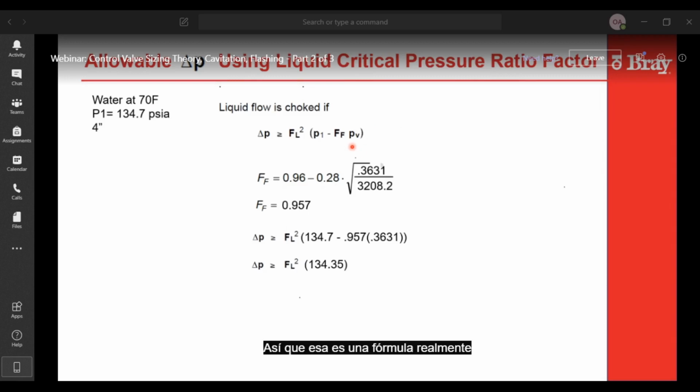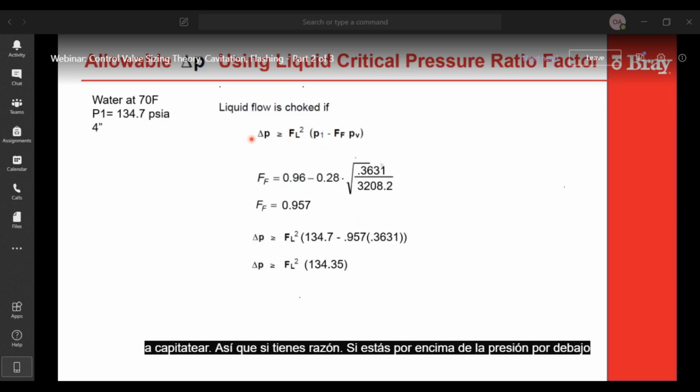So that's a very good formula, Ralph. If we break it down for water-based fluids, you can almost eliminate F sub F and P sub V because it's such a small number. Right. So P1 minus a very small number is basically P1. So if you know your inlet pressure and your recovery factor, you can almost on a napkin, in your head, figure out if the valve's going to cavitate or not.